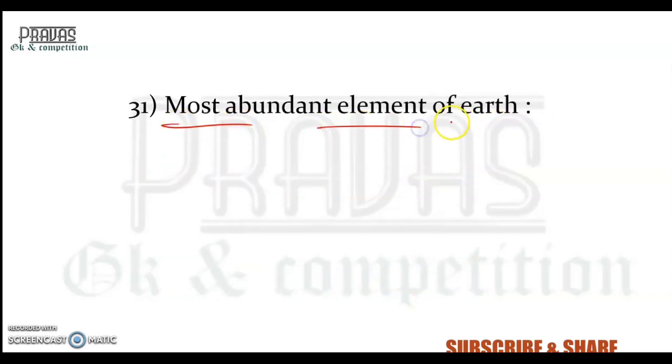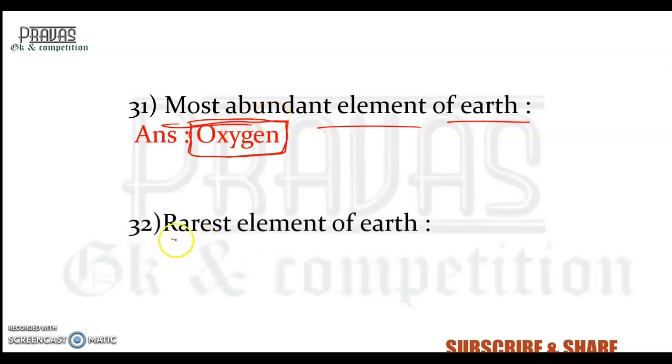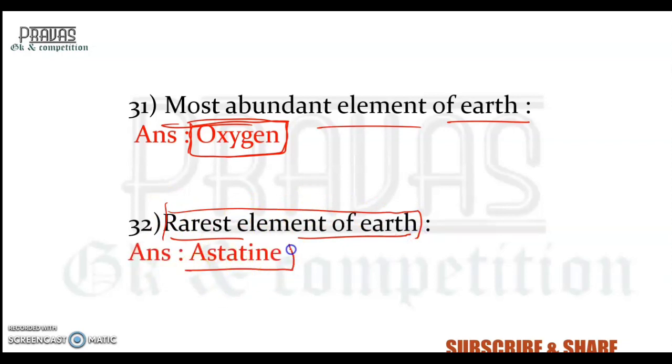Most abundant element of earth. The most abundant element of earth is oxygen. The rarest element of earth is astatine. Astatine is the rarest element of earth.